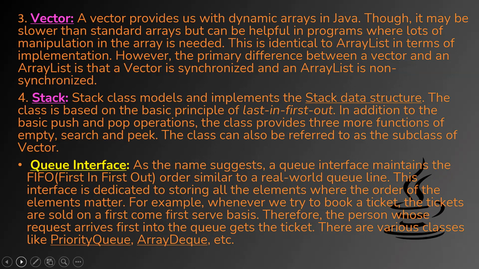Next, the Queue interface. As the name suggests, a Queue interface maintains the first in first out order, similar to a real world queue line. This interface is dedicated to storing all elements where the order of the elements matters. For example, whenever we try to book a ticket, the tickets are sold on a first come first served basis. Therefore, the person whose request arrives first in the queue gets the ticket. There are various classes like LinkedList, PriorityQueue, and ArrayDeque, etc.